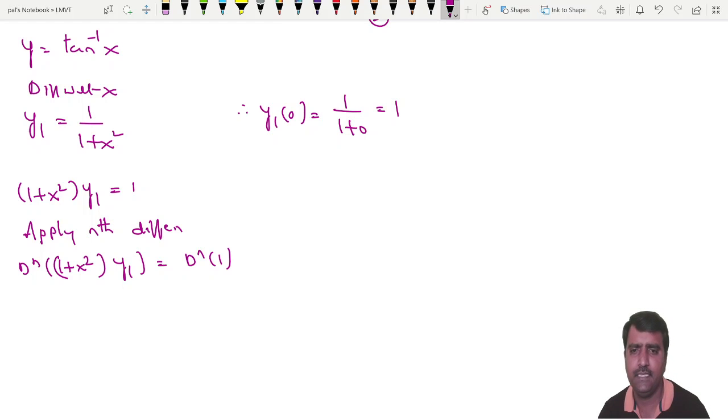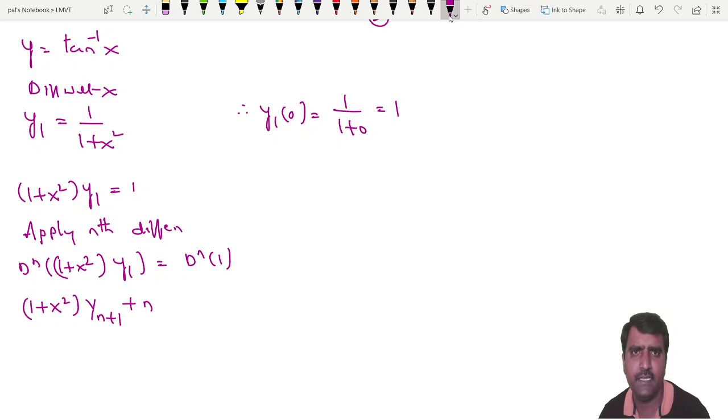To apply the nth differentiation for this, it is a very easy method. Here you take 1 plus x square. Here I am using Leibniz theorem. So 1 plus x square you write as it is. For this 1 you add n, so it is n plus 1. After writing this first step, the second step is easy.